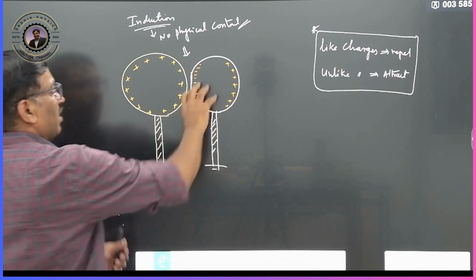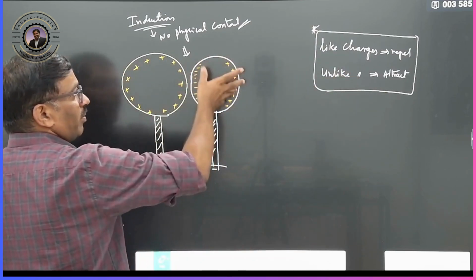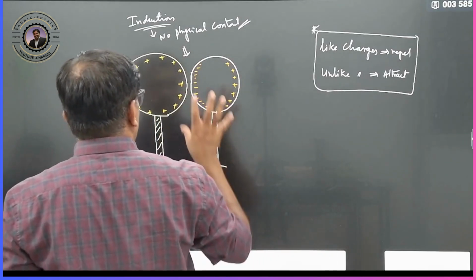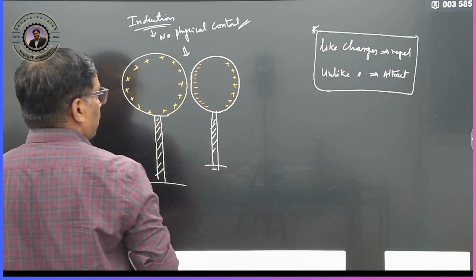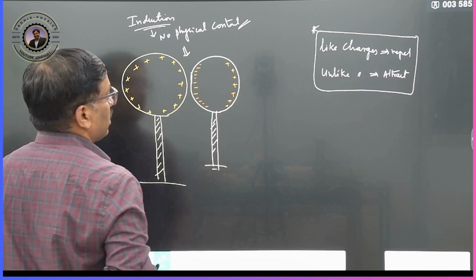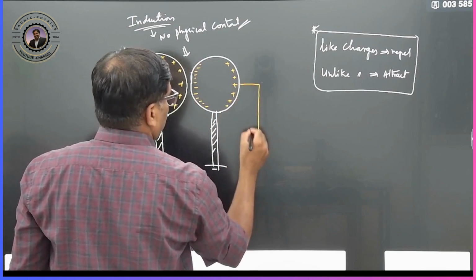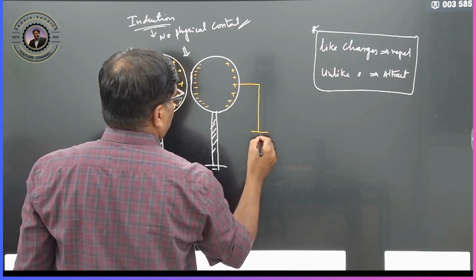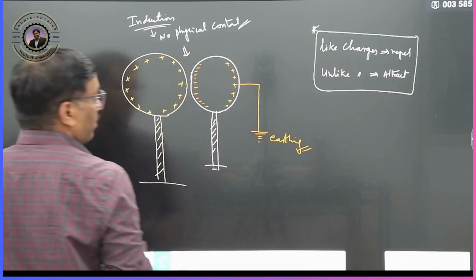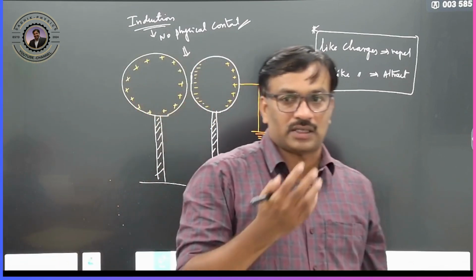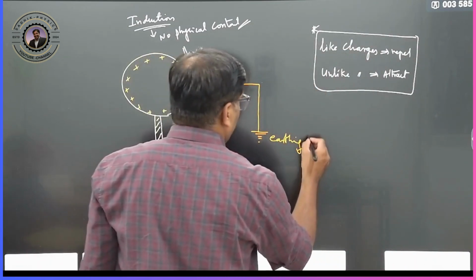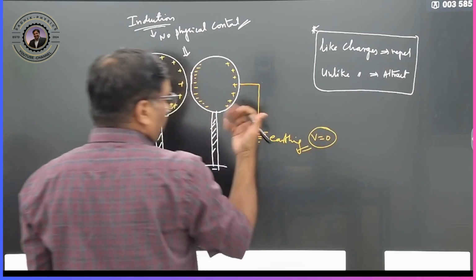Clear? If you remove it, these two will again get neutralized. But if I want to make this a charged body, we want to remove these positive charges. How are we going to remove them? We are going to connect this to the earthing. Earth is ready to supply charges and ready to take charges also. Earthing, the potential is always equal to 0, ready to take, ready to give.